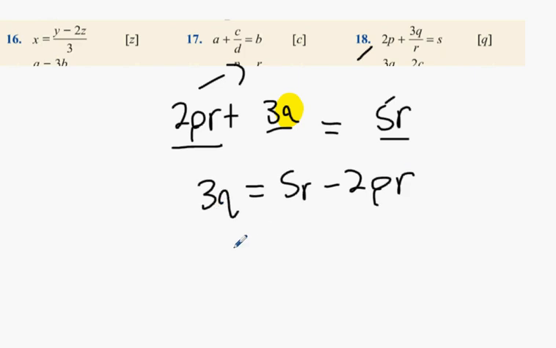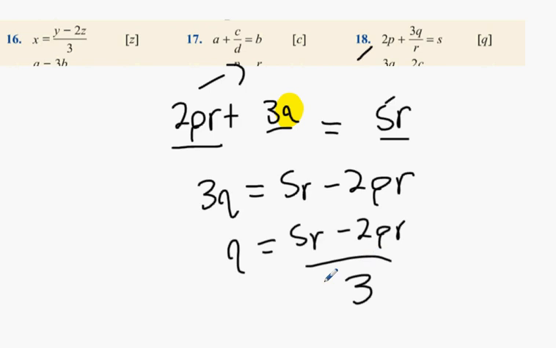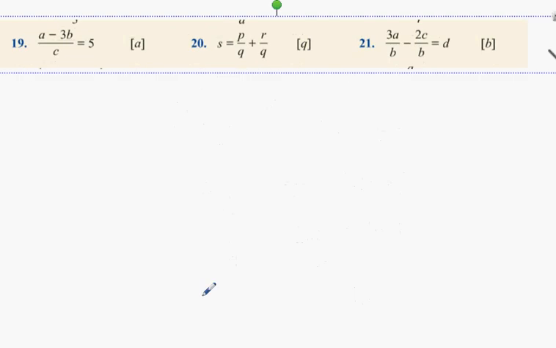The last thing that leaves is the multiplication. 5r minus 2pr over 3. Any questions? Okay, we're good. Now, next one. Which one do you want me to do?